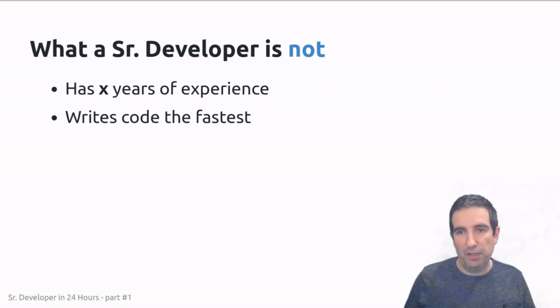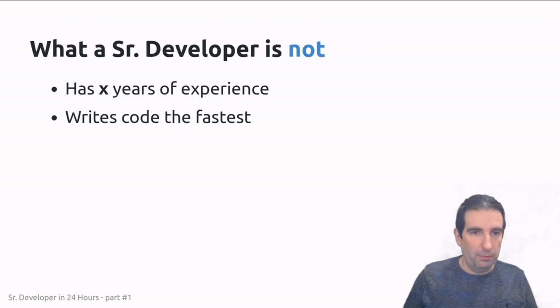A senior developer is not necessarily the person that writes code the fastest. There are some junior developers that are very, very talented at writing code. But normally, the role of the senior developer is not only to write code, but also to make sure that the whole team is moving as fast as they can. And that doesn't always mean just writing code as fast as you can.